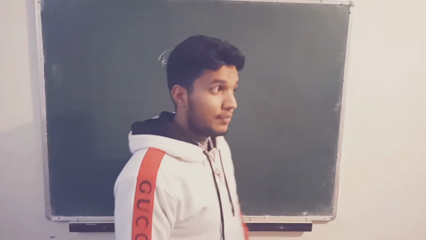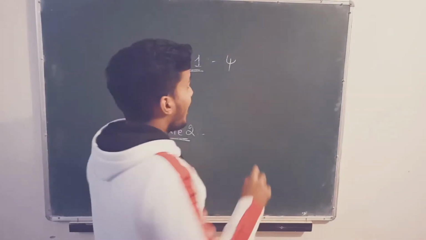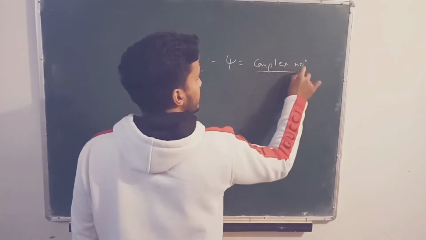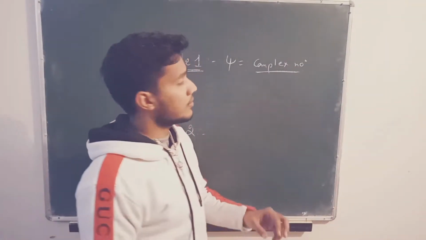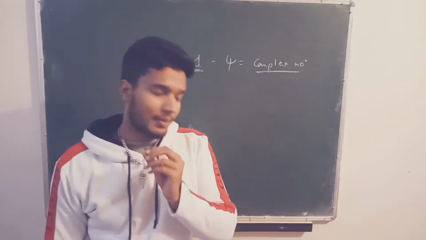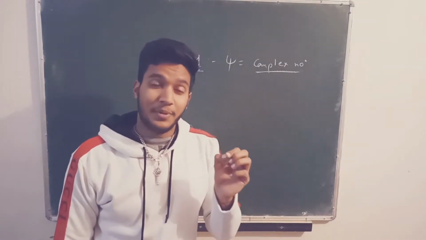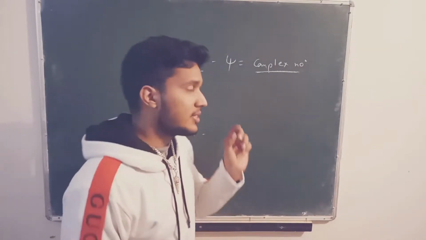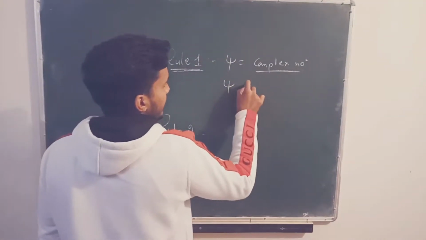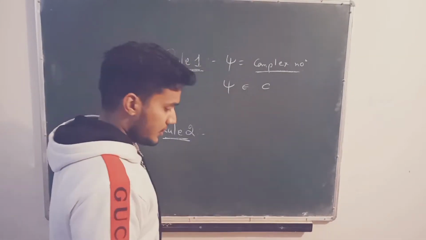Rule 1 is that we have psi. This psi is a complex number. First, you will need a little bit of basic knowledge of mathematics. You will have to know the meaning of a complex number. A complex number has a real part and an imaginary part. So this psi is a complex number, and we can write psi is directly proportional to c, a complex number.